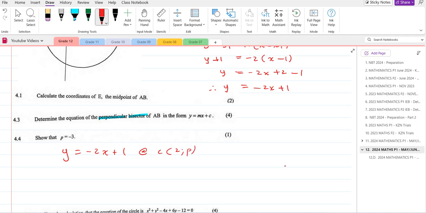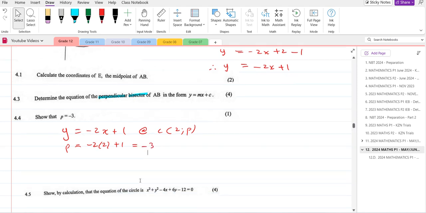So the value of y is P, that's minus 2 times 2 plus 1, and that's minus 4 plus 1, which is negative 3. I hope you guys understood that. Right, so the value of P is negative 3.